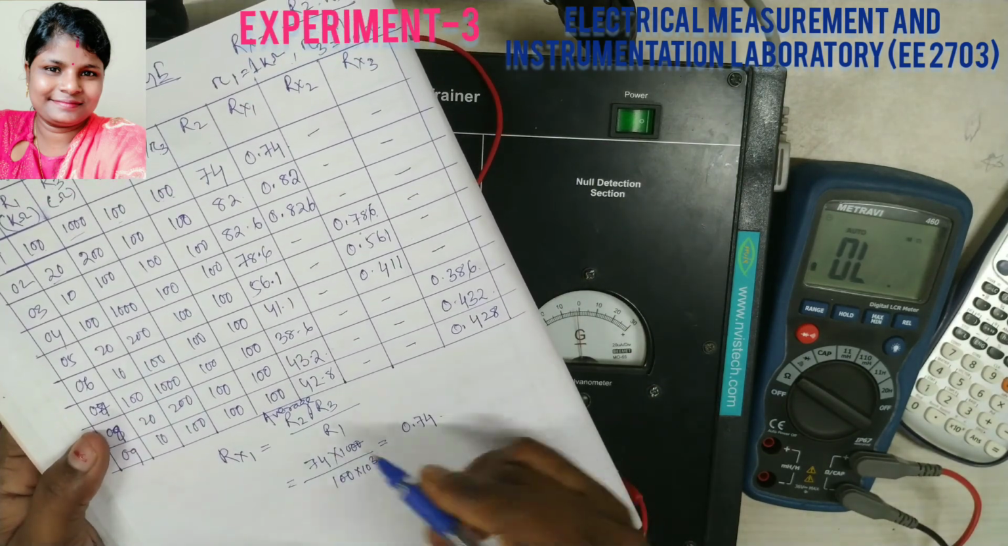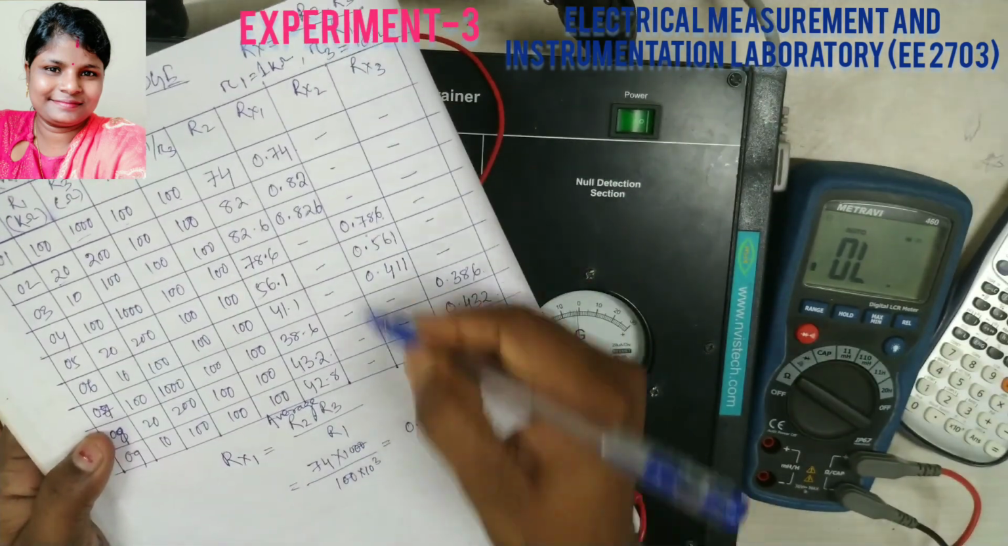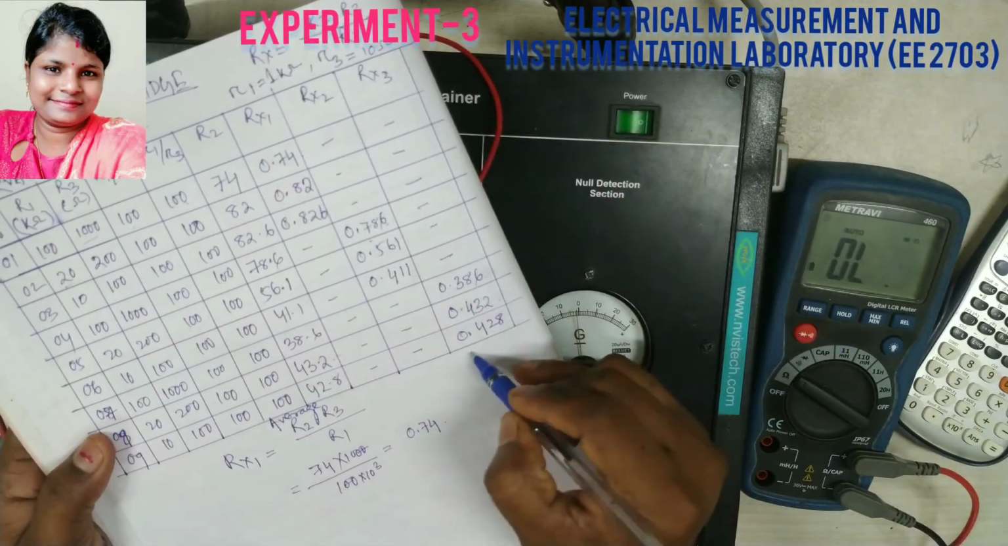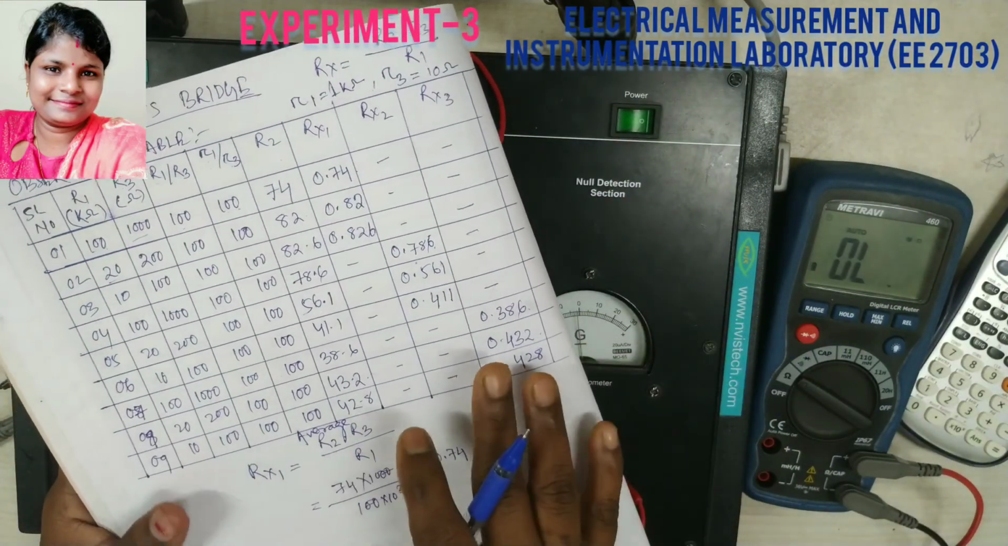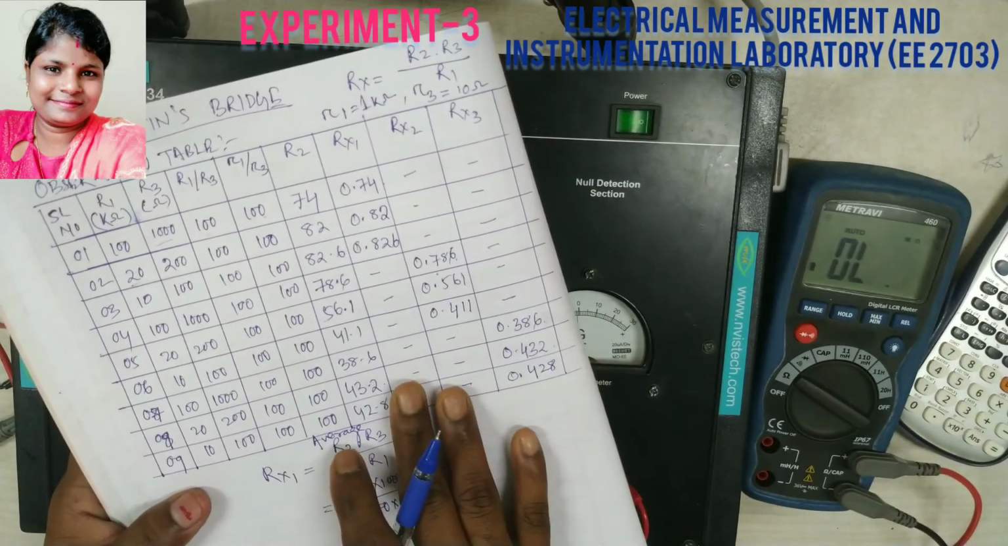So find the average value of Rx1, Rx2 and Rx3. So this is the observation table of the Kelvin bridge.